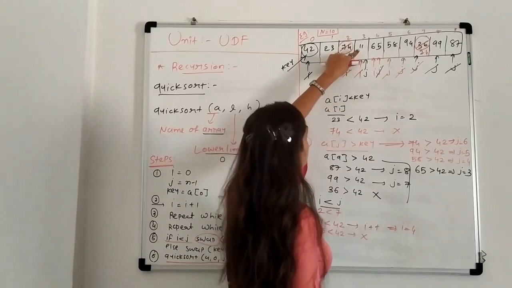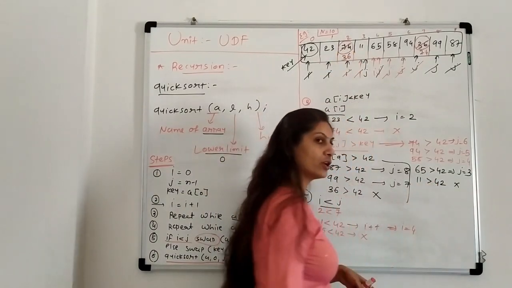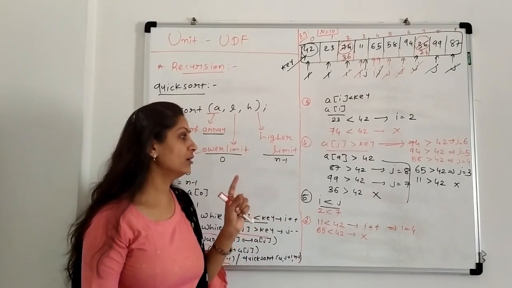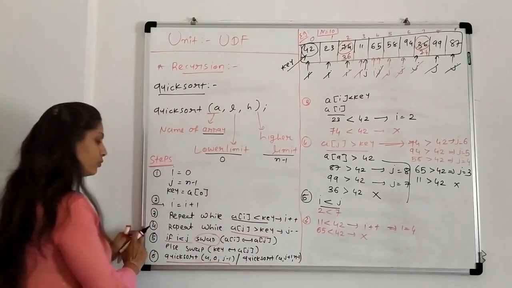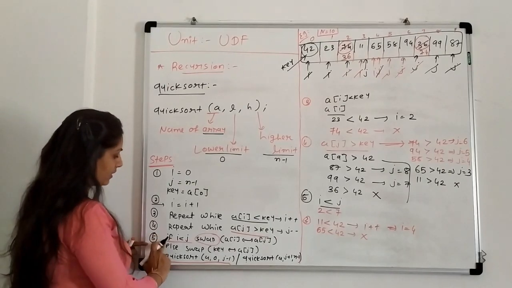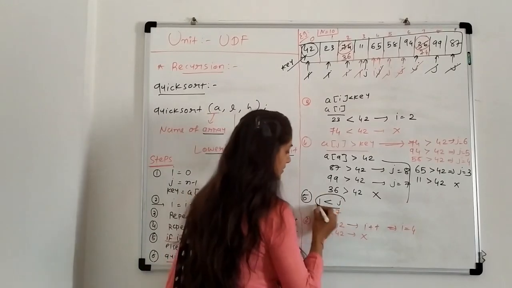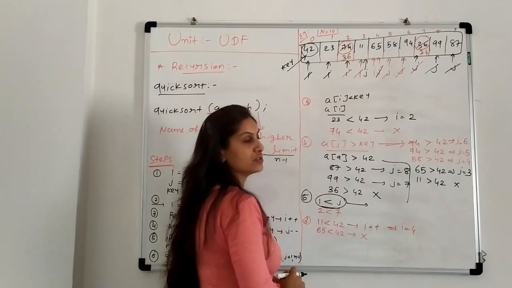Now on the third position, what is 11? 11 is greater than 42? No. Now it becomes false. So it goes out from the fourth loop. Start with the fifth step. Here the condition is if i is less than j. Again check this condition. i less than j.